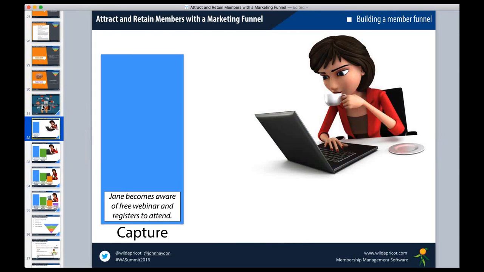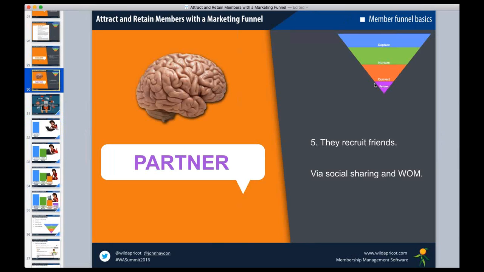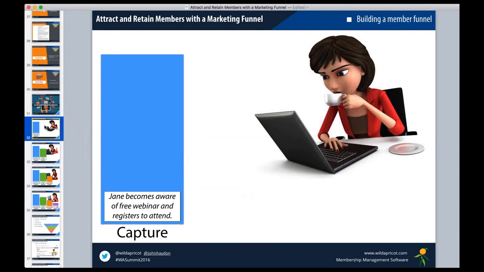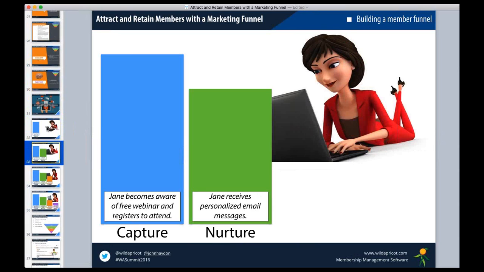And we're going to go through this from left to right. So instead of from top to bottom, like the funnel is from top to bottom, we have, again, capture, nurture, convert, partner. We're going to go from left to right, all right? And we're going to talk about a free webinar or a free event as an example. So Jane becomes aware of a free webinar and she registers to attend. Great, she's excited about this webinar.